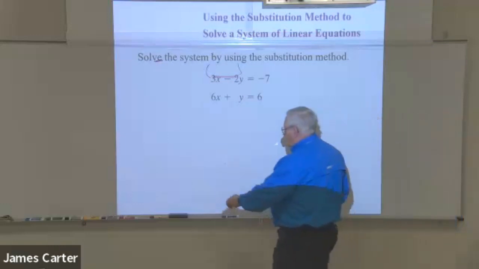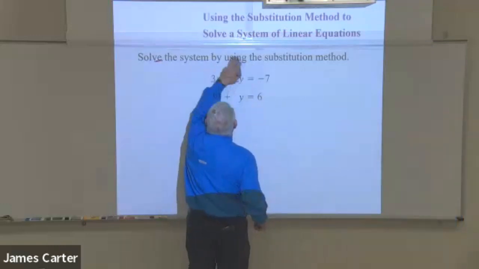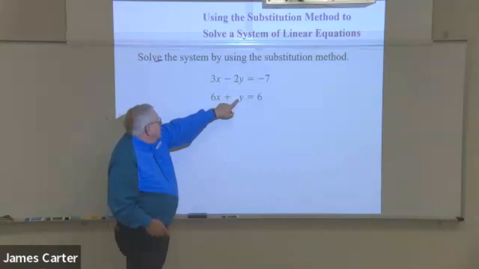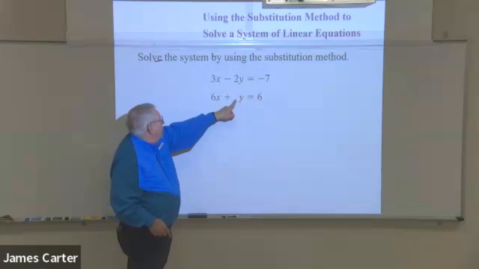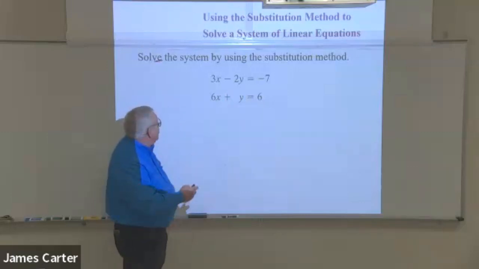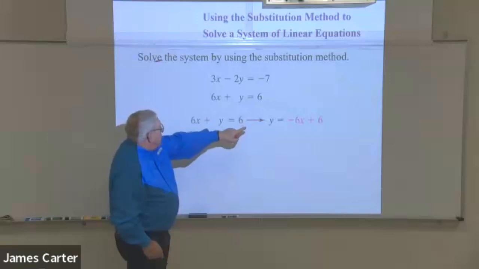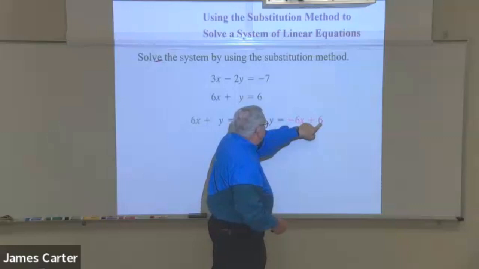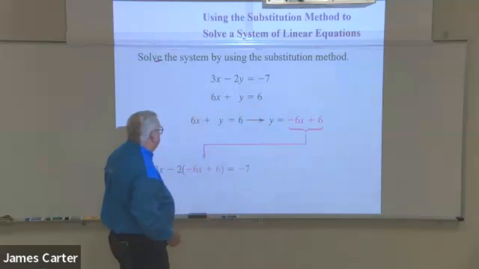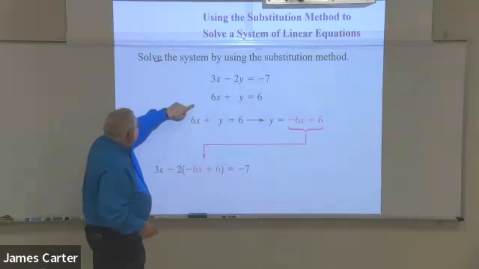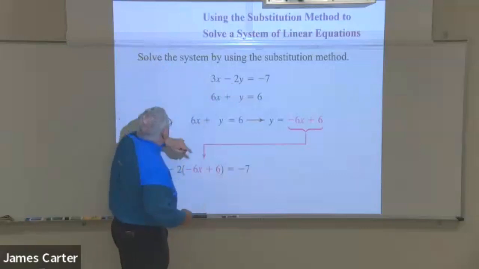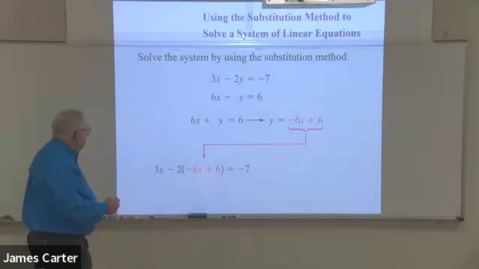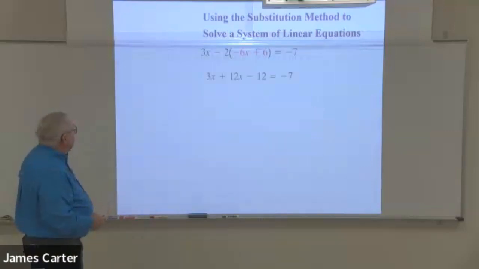Let's go to another one. Once again, this equation, because it's got a 1 in front of it, is going to be the easiest one to isolate. So here is my isolation, and this will be my substitution value. So I take that value into the other equation, and then I start simplifying.